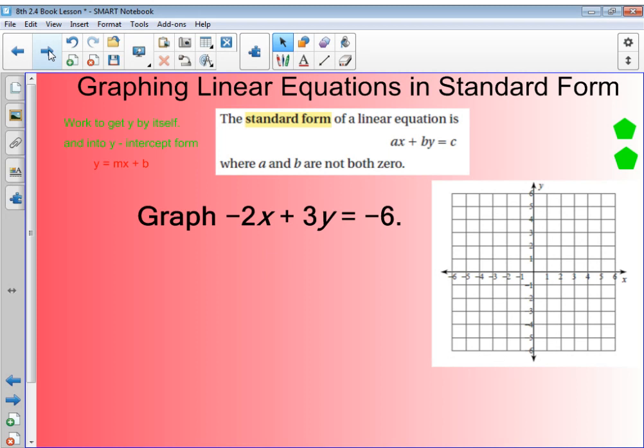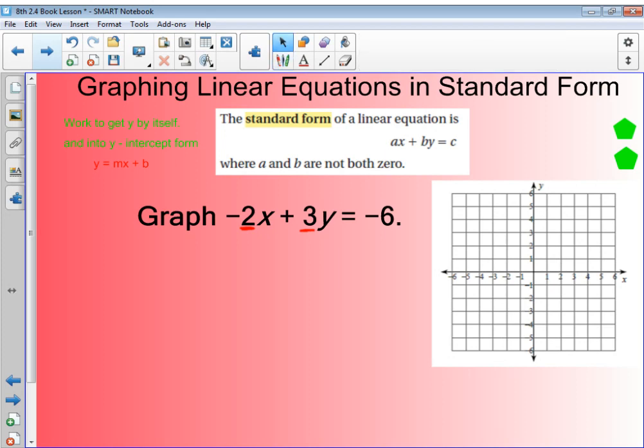So the standard form of a linear equation is where we've got x's and y's on one side, and then we have an answer on the other side. And in this case, it's where a and b in our equation that's sitting up here is not going to be 0. So in other words, these will never be 0. Okay, that's what a standard equation is going to be.